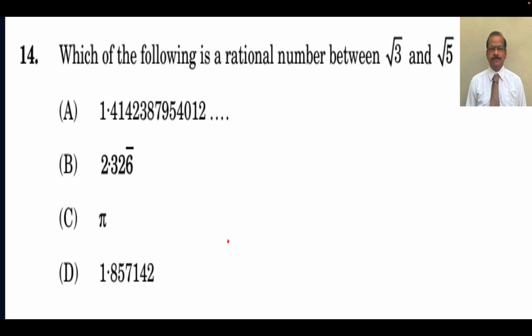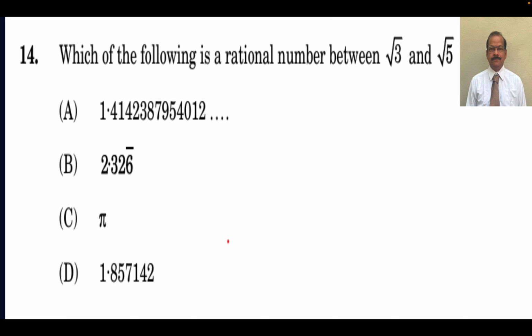Which of the following is a rational number which is placed between root 3 and root 5? We know that root 3 and root 5 are irrational numbers. But he is asking a rational number which is placed between these two numbers. Before that we should know the approximate values of root 3 and root 5. Once you know that, the rest of the job is simple. You can identify the number lying between them, and he is asking a rational number.